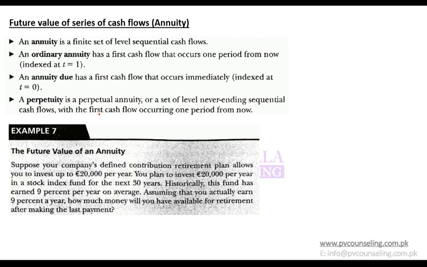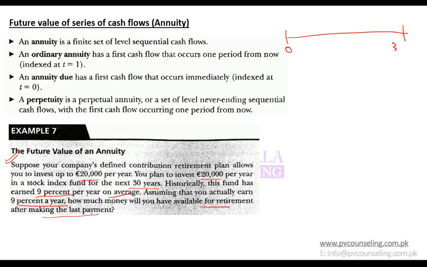Okay, so there is a question. Do this question and find out what the answer is. Suppose your company's defined contribution retirement plan allows you to invest up to 20,000 per year. You plan to invest 20,000 per year in a stock index fund for the next 30 years. Historically, this fund has earned 9% per year on average. Assuming that you actually earn 9% a year, that is the assumption, how much money will you have available for retirement after making the last payment?